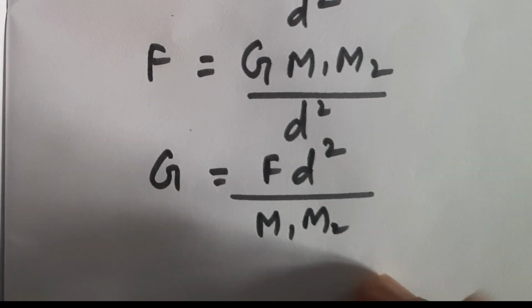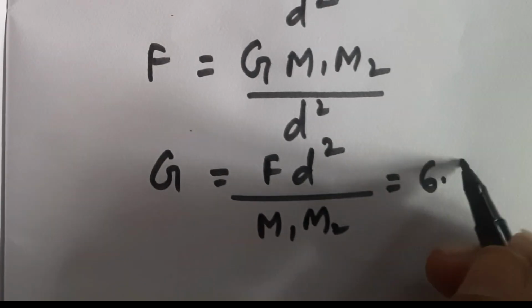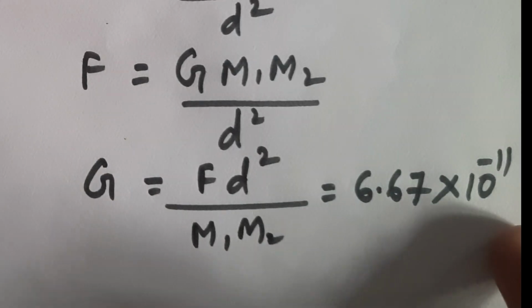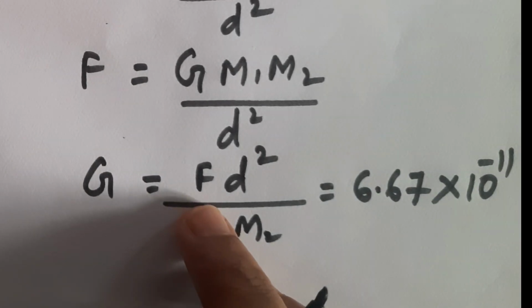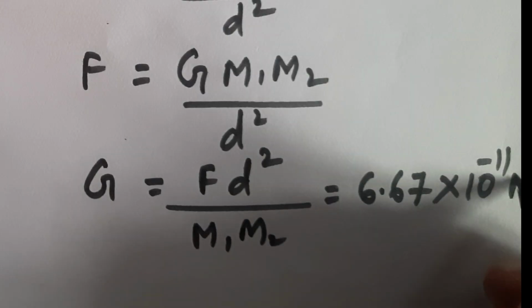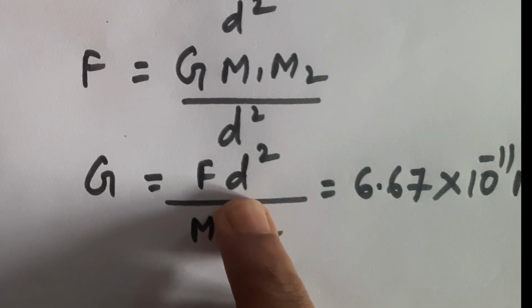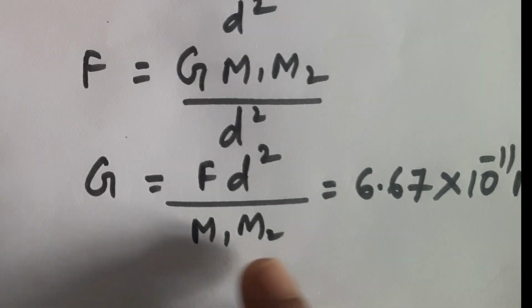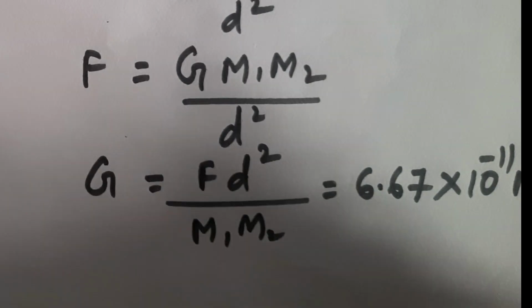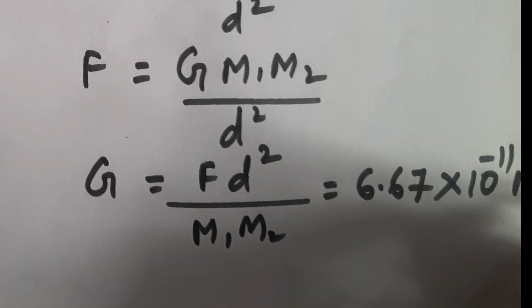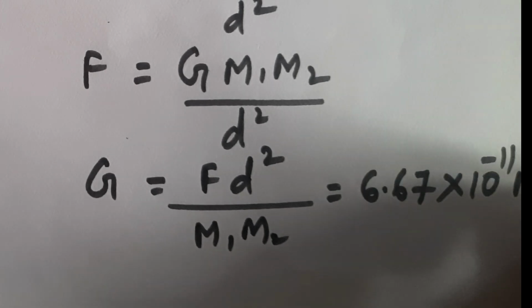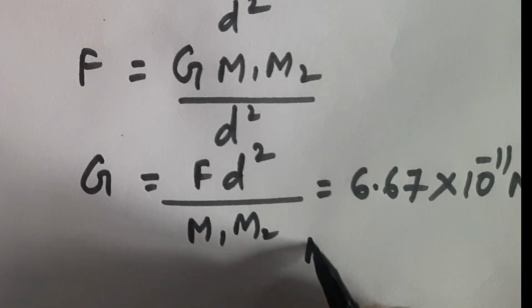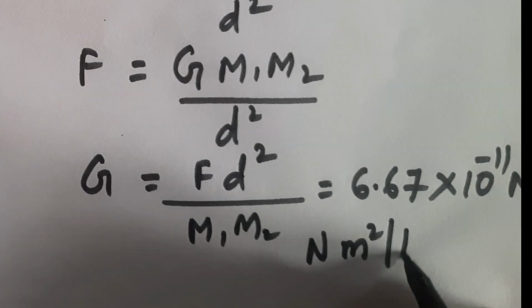If we put in all the values, we get the value of G as 6.67 multiplied by 10 raised to minus 11. Now how do we write the unit? The first one is force. The unit of force is Newton. The second one is distance; radius is given, so meter square. Here mass is in the denominator, so upon kg square. Thus the unit of gravitation is Newton meter square per kg square.